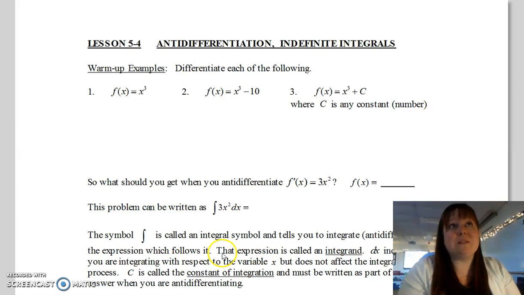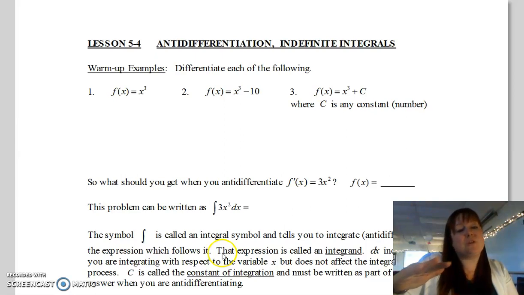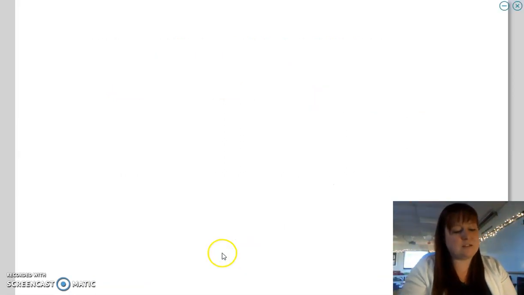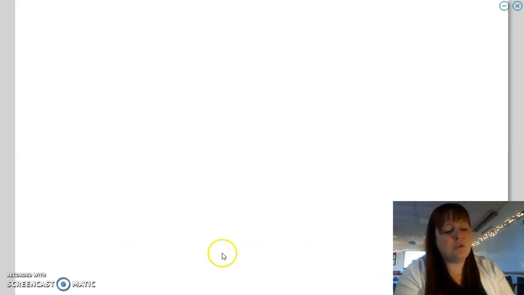So this isn't something new, really. We're just going backwards. Before, we were starting with a function and finding its derivative. Now we're starting with the derivative and finding the function. And there are going to be lots of ways that we're going to do that. But I want to show you first.